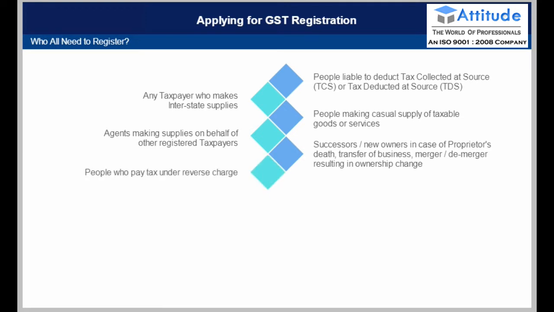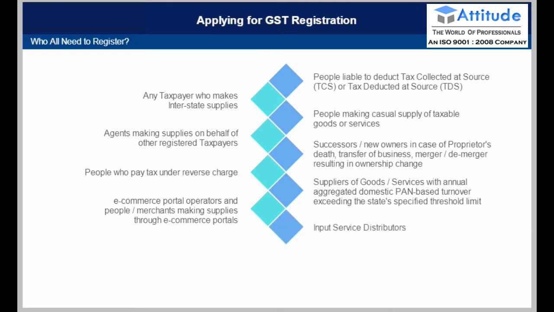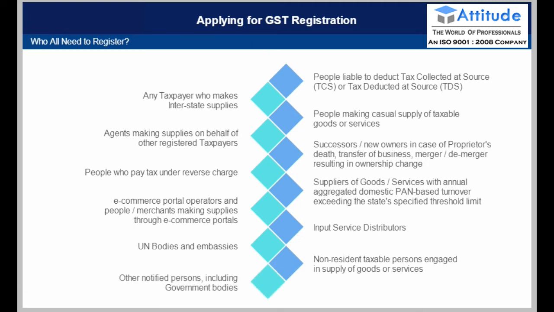People who are required to pay tax under reverse charge. Suppliers of goods or services who have an annual aggregated domestic PAN-based turnover that exceeds the state's specified threshold limit. E-commerce portal operators, and people or merchants making supplies through e-commerce portals. Input service distributors. UN bodies and embassies. Non-resident taxable persons engaged in supply of goods or services, and other notified persons including government bodies.